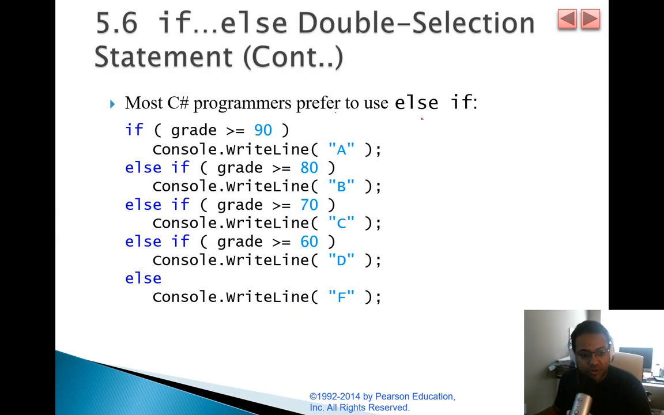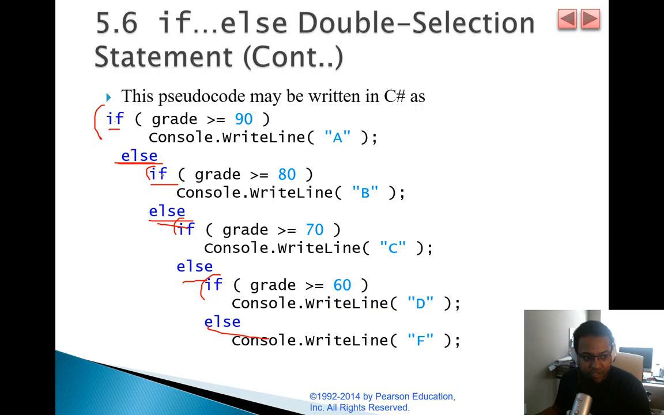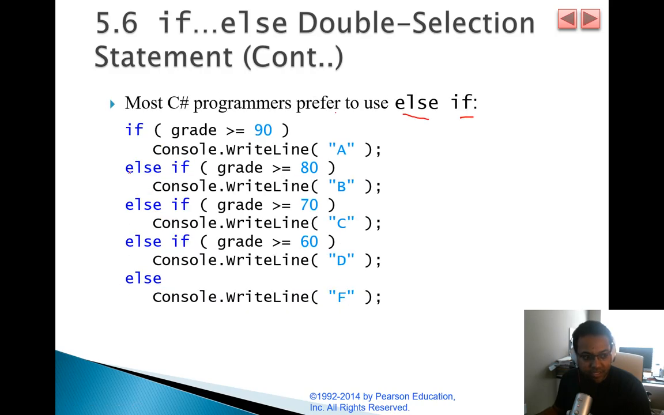Most C# programmers prefer else if. In the last example, it was just if-else. In this example, it's if, else if. Now, what's the difference between else and else if? Else does not require a Boolean or conditional expression to run. It literally means everything else. When you get down to this else at the bottom, that means everything else, even if it's null, even if it's undefined, I do not care. Everything else, do the last statement.